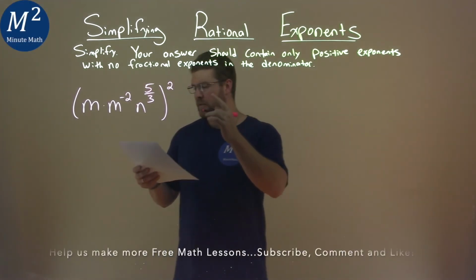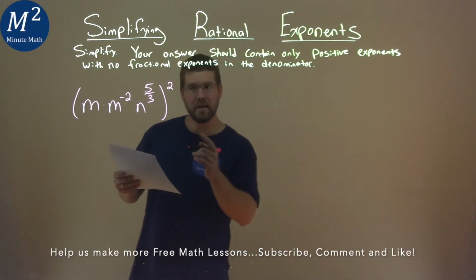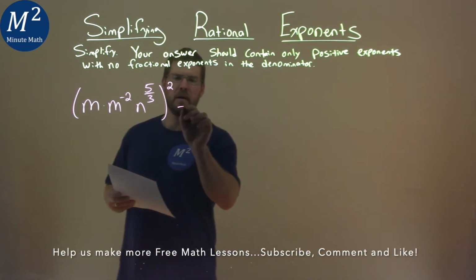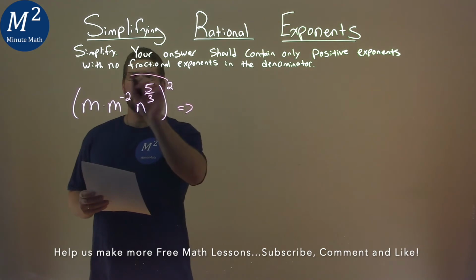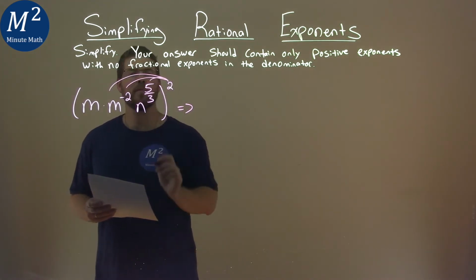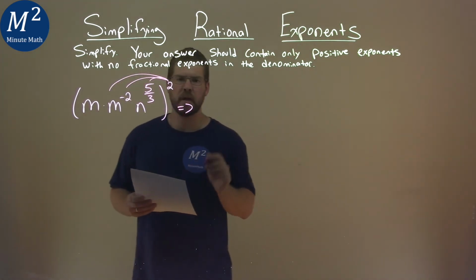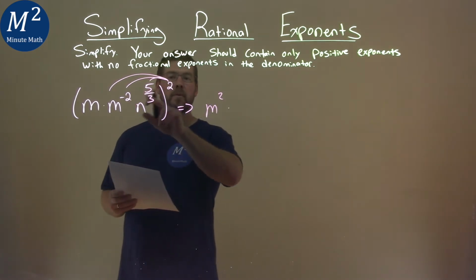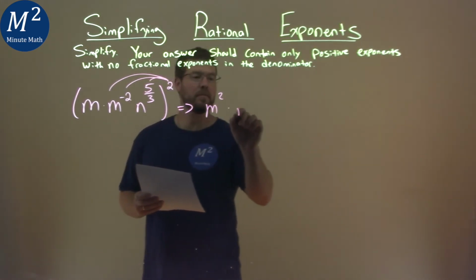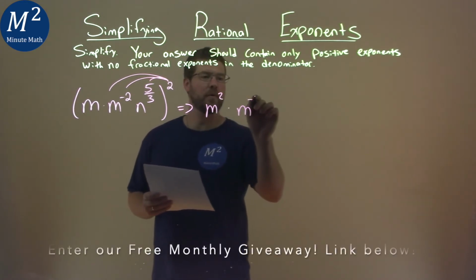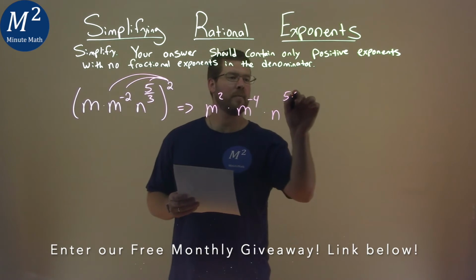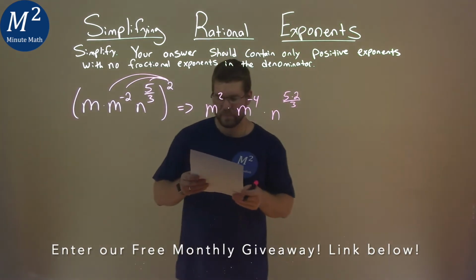We're given this problem right here. m times m to the negative 2 power times n to the 5/3 power all squared. And we gotta simplify. Well, first thing is I'm gonna apply this squared to each part being multiplied inside of our parenthesis. So that's gonna be m squared times, well, remember we multiply our exponents here, so negative 2 times 2 is a negative 4. And the same thing here, multiply n to the, well, 5 times 2 over 3.